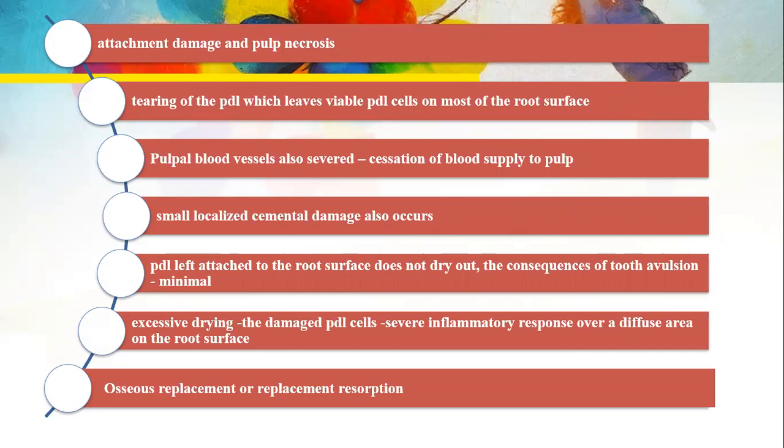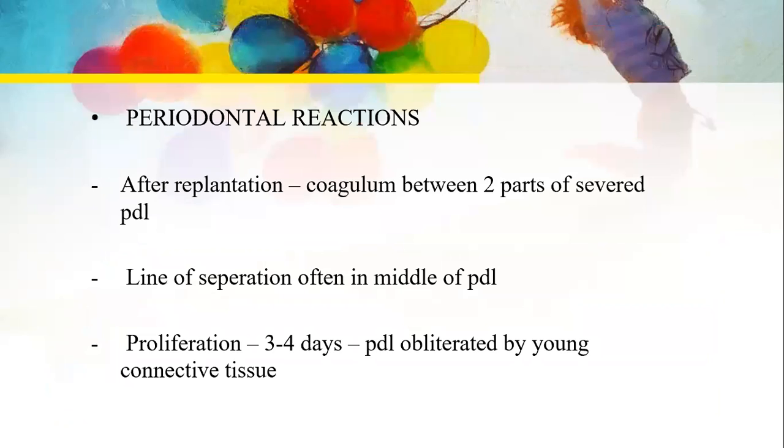So here osseous replacement or replacement resorption happens in case there is any severe inflammation present after the reimplantation of the avulsed tooth. So there are certain periodontal reactions which happen when an avulsed tooth is reimplanted. After reimplantation, a coagulum will occur between the two parts of the severed PDL, on the tooth surface and onto the root wall or the socket wall.